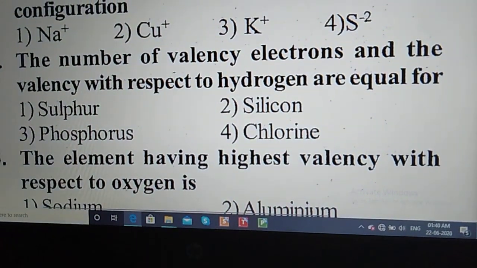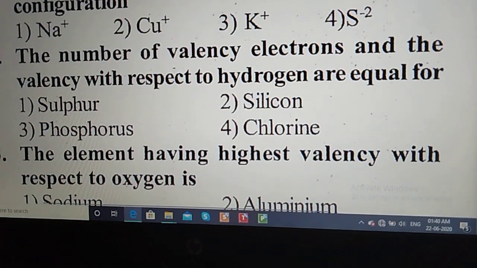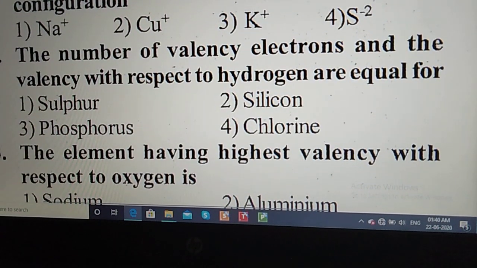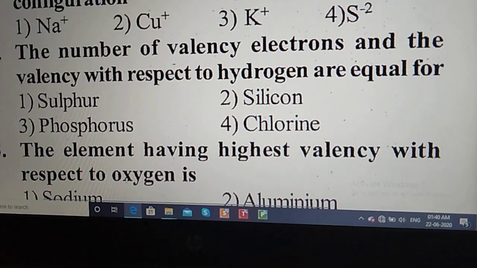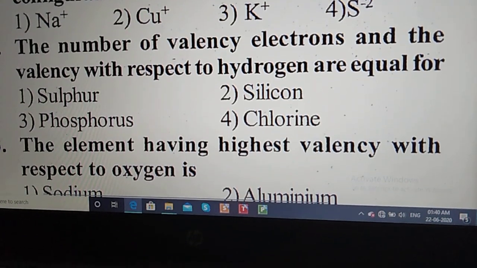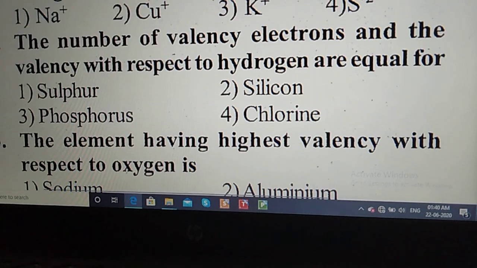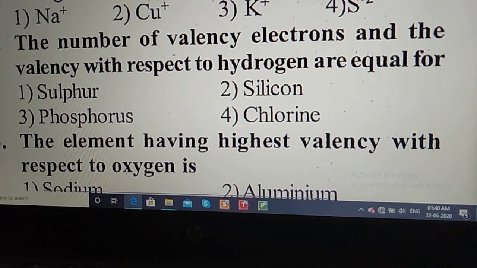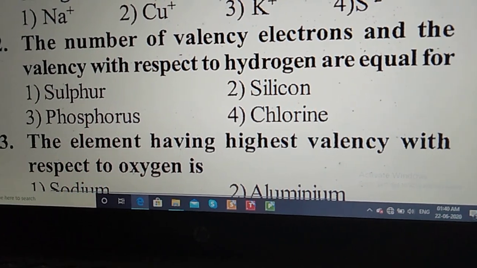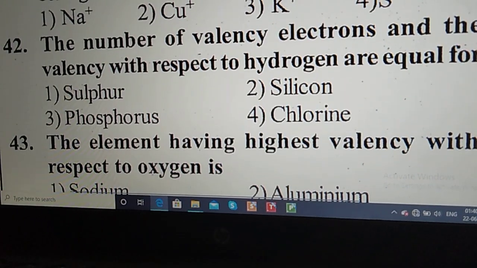Now let us again see, student, in the paper question, the number of valence electrons and the valency with respect to hydrogen are equal. Valence electrons are 4 in silicon, and the number of bonds, the valency, is also 4. Now come to question number 43, student.